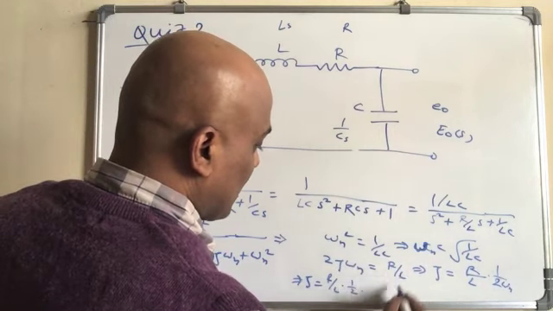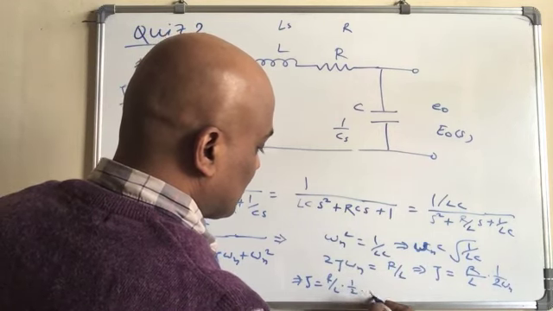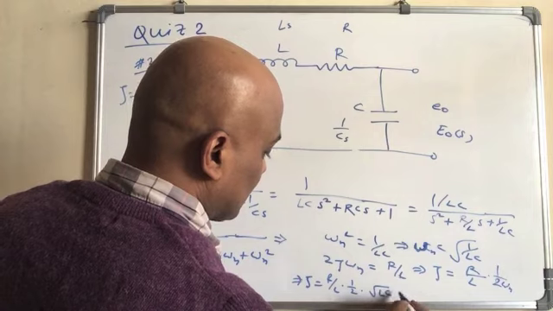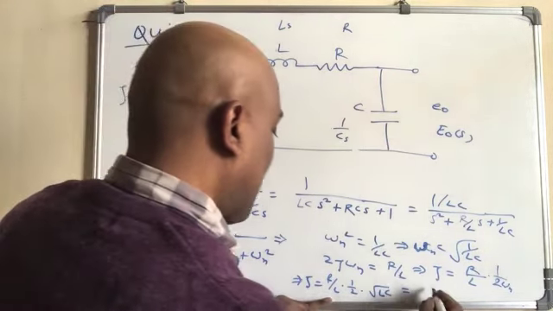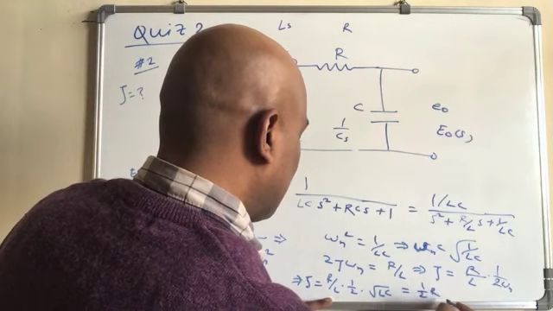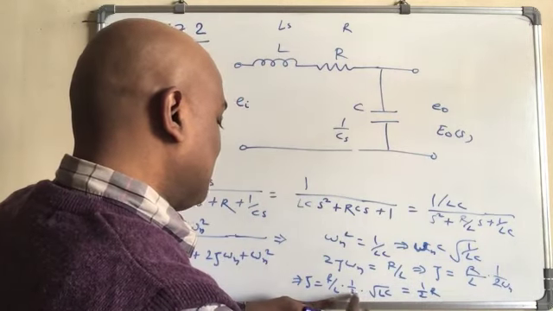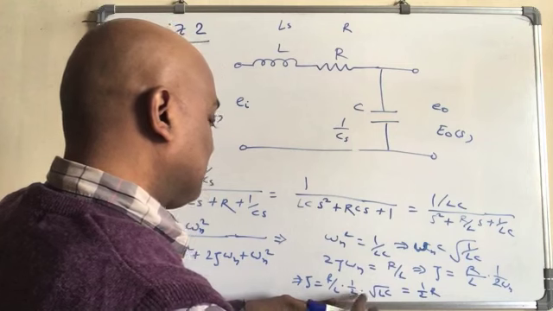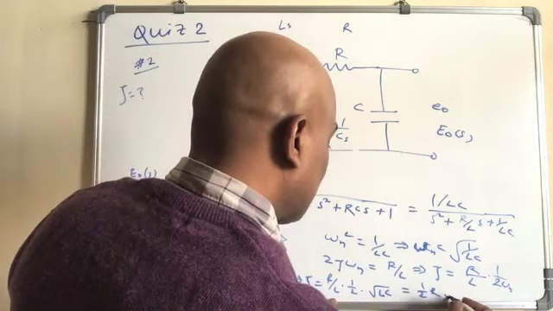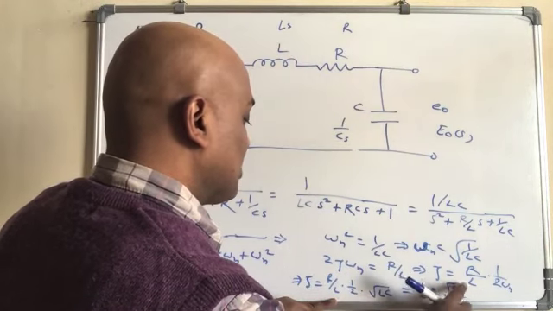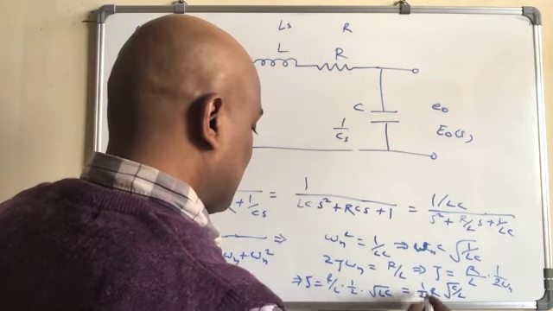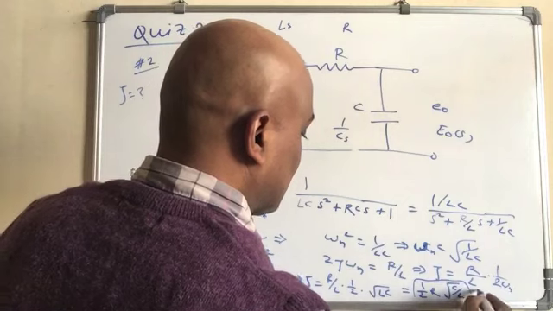So 1 over omega n becomes root LC basically, right? And we work it out, and what do we get? We get half R, and this is going to make C over L, root C over L. This is the answer: half R root C over L will be the zeta, right? So this is the zeta answer.